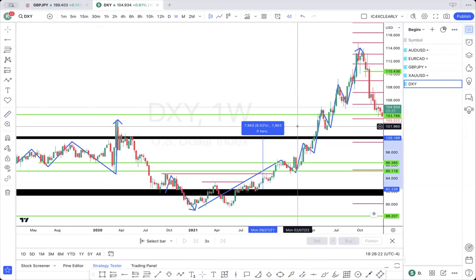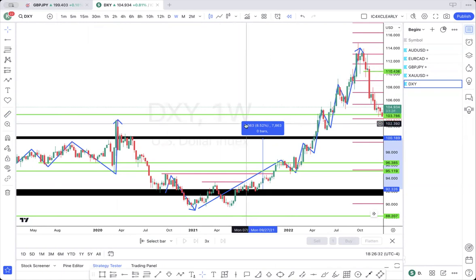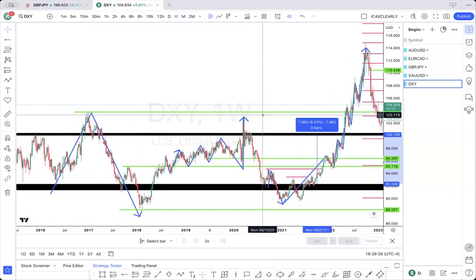So that's like 7,800 pips, or is it seven? Yeah, that's 7,000. Oh, this is the Dixie. I don't know what that is. Maybe it's 786 pips. Either way, it was from zone to zone. Okay.